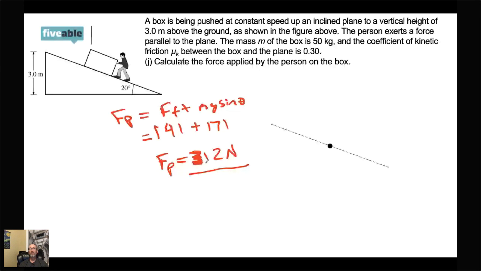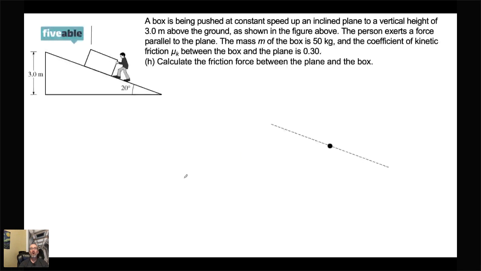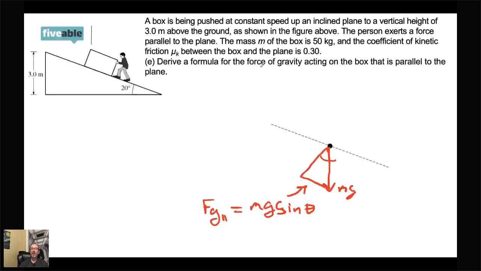So that is 312. Somebody wanted me to go through E again, so I'd be glad to do that. Let's go back to E. They want us to find a formula for the force of gravity acting on the box that is parallel to the plane. So here's our plane. We know this is the force due to gravity, but it has two components.